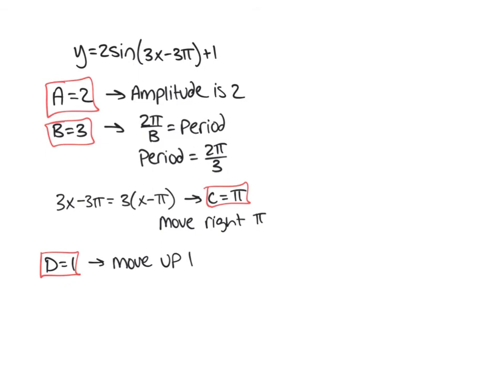B, right, we can see that's 3, and we can use that to find the period. So the period this time is going to be a little different. It's going to be 2 pi over 3. And then this part, to find C, remember, we need to factor. So this is the factoring step, just to make sure I pick the right C. And so here C is going to be pi, which means I move right pi because it's negative. And then D is 1 right here, and that means we move up 1.